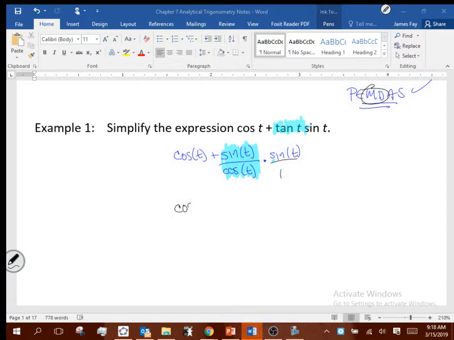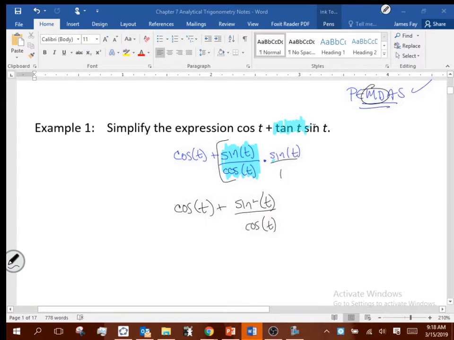So it turns into cosine t plus then sine squared t over cosine t. And this is where our understanding of multiplying fractions comes into play. You multiply straight across the top and straight across the bottom, right? And that's how I generate this. Okay, so now we regenerate the order of operations. And the next thing that happens, because I can't do the division, right? Okay, we already talked about that. The next thing would be addition. Okay? So now if I'm going to do addition, what two things am I going to add together here?